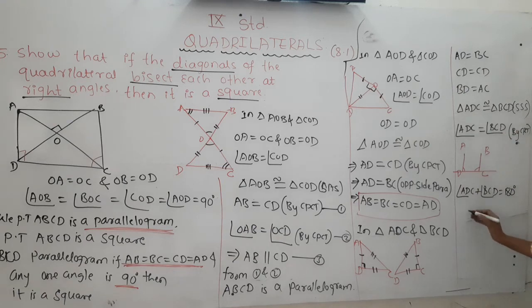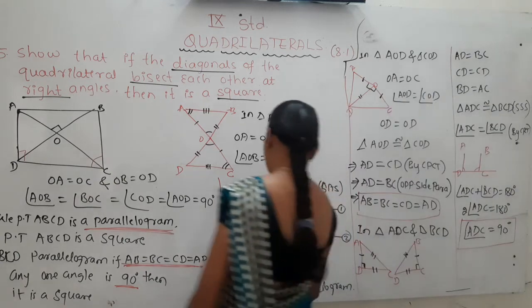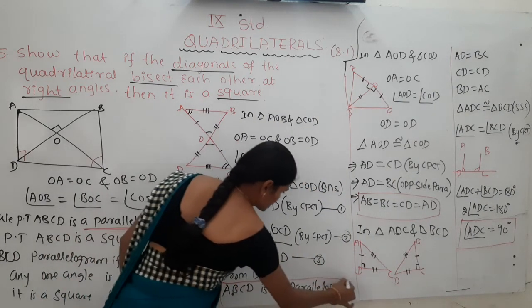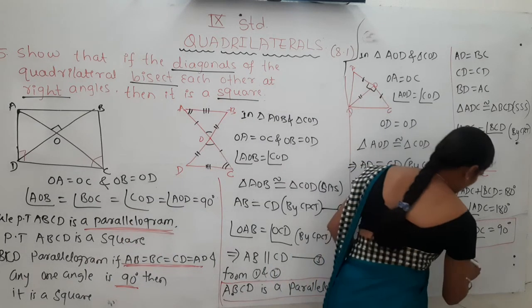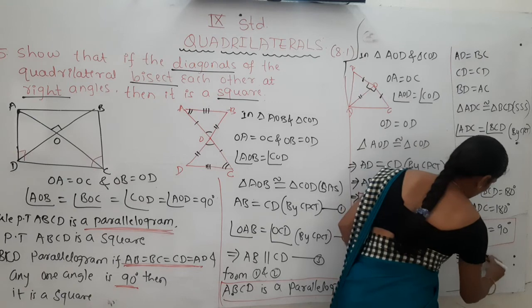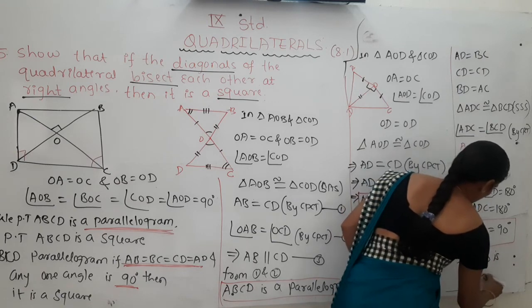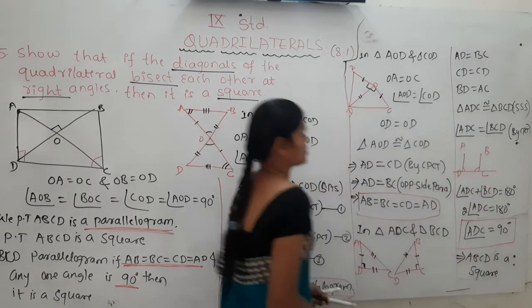Any one of the angles we can take here. 2 times ADC equals how much? 180 degrees. Then your angle ABC is how much? 90 degrees. Have you proved all your things? Any one of the angles of this quadrilateral is 90 degrees and all its four sides are equal. Then we can conclude ABCD is a square.